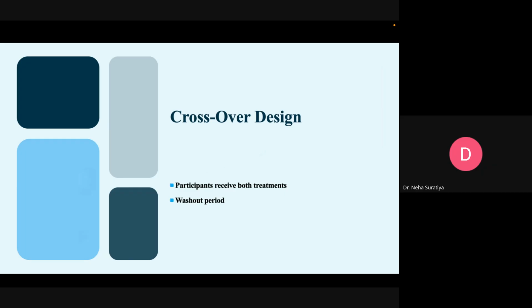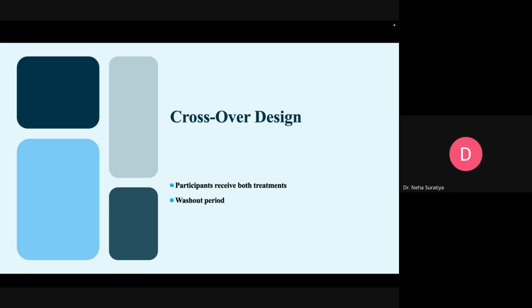Unlike parallel studies, where participants remain in the particular assigned group till the end of the study, this is completely the opposite. Okay, participants receive more than one treatment during the study. Essentially, each participant acts as their own control. Okay, how does it work?